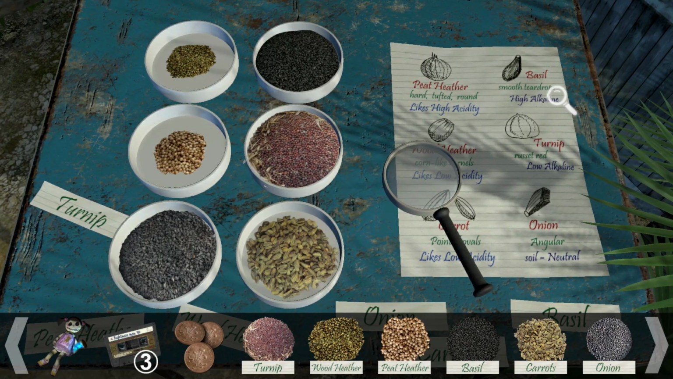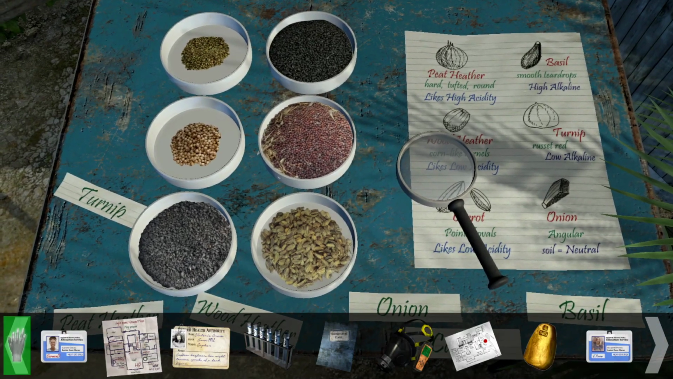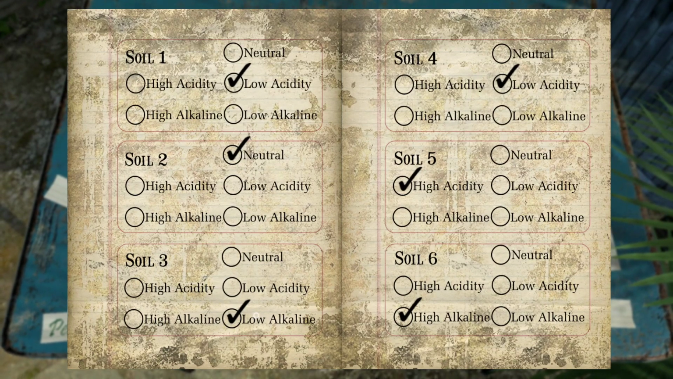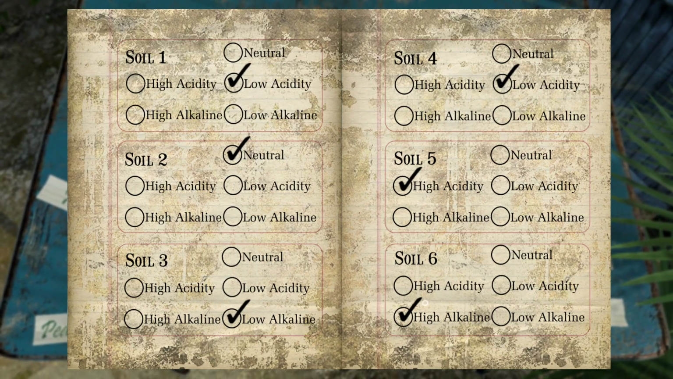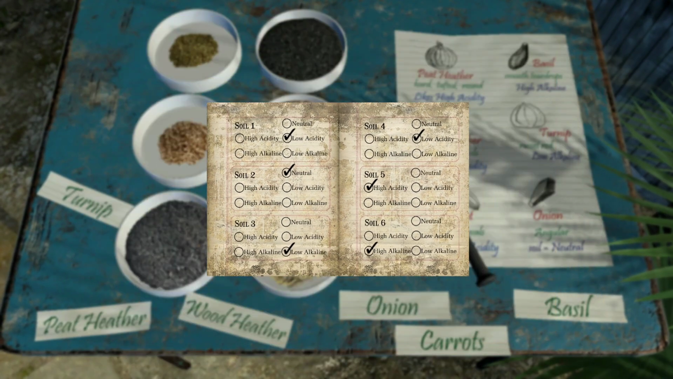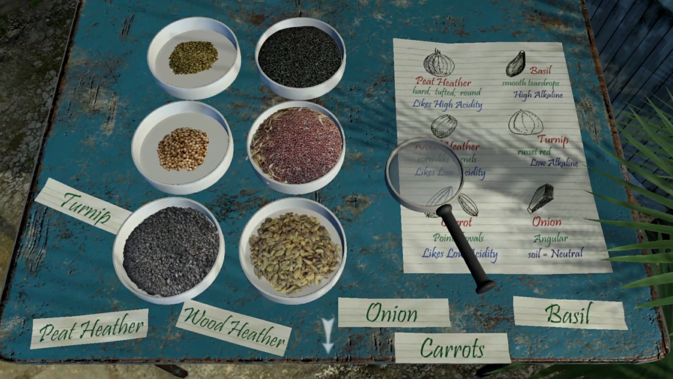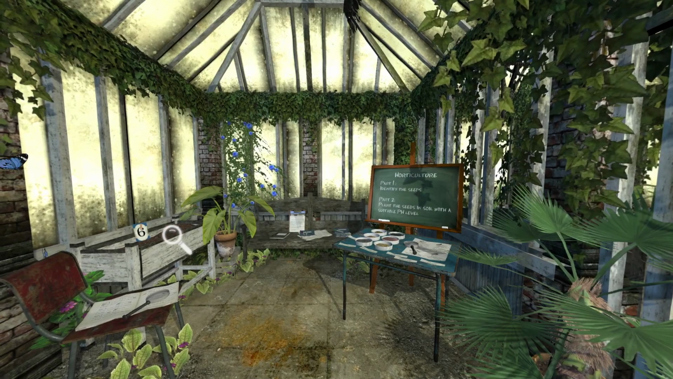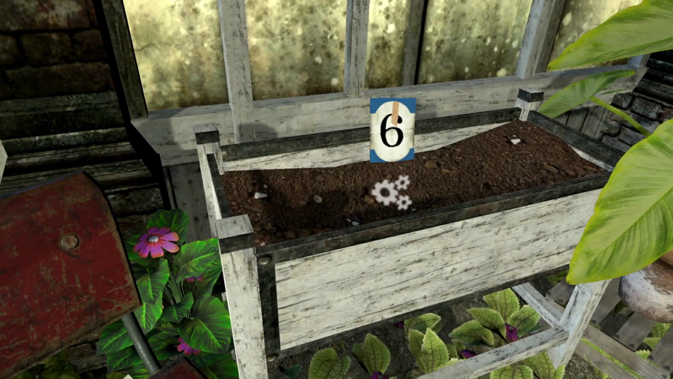Okay, high alkaline. High alkaline. Soil 6. Basil is gonna go to 6. Basil.